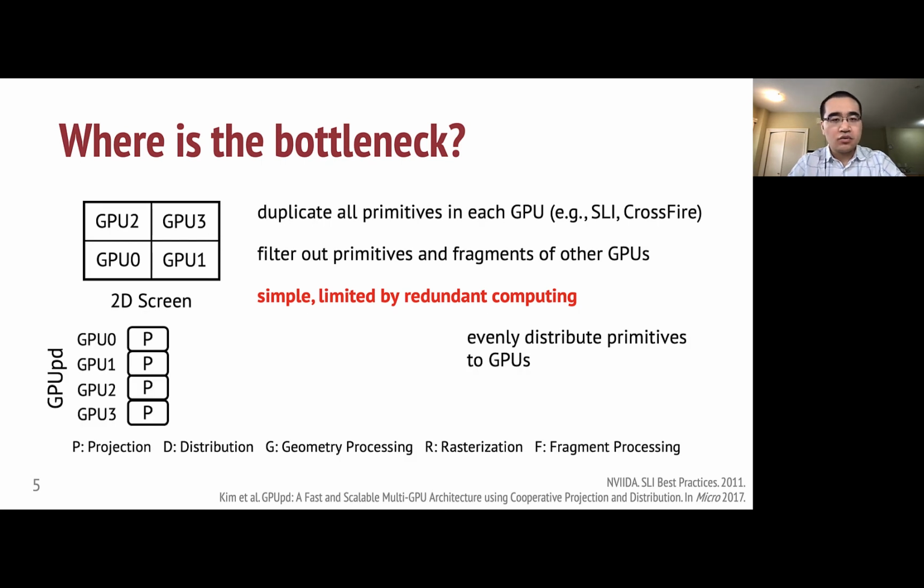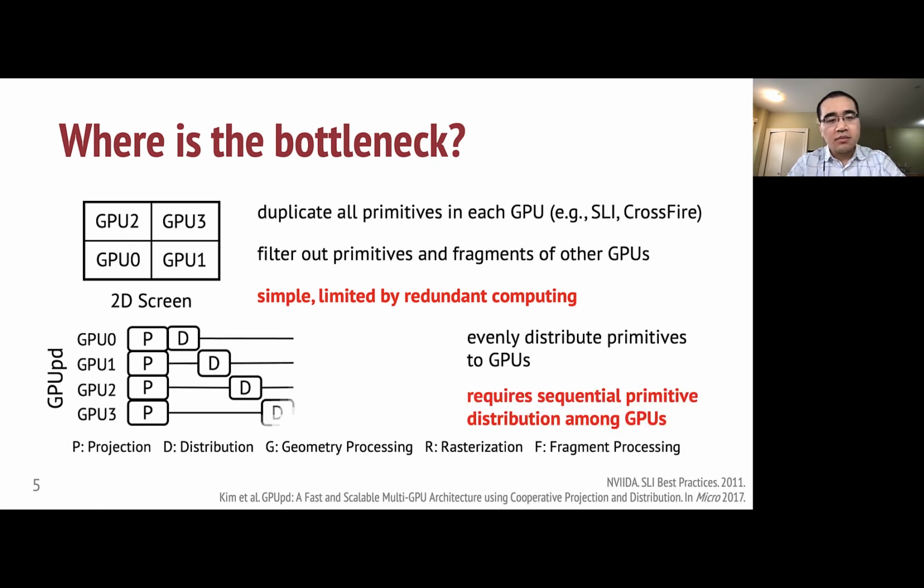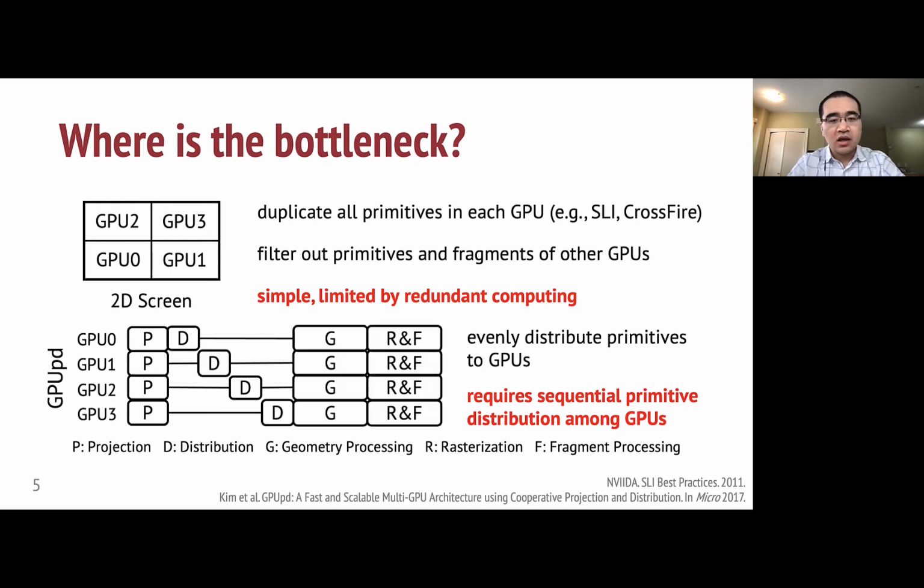In order to reduce the redundant computing, people also proposed GPUpd by leveraging the latest inter-GPU links, for example, NVLink. In GPUpd, we first need to evenly distribute the primitives between GPUs. Each GPU will project the primitives to screen space. After projection, we will know the destination screen regions or destination GPUs of each primitive. Based on projection results, we can then exchange primitives between GPUs. After each GPU gets its own necessary primitives, it will run the normal graphics pipeline.